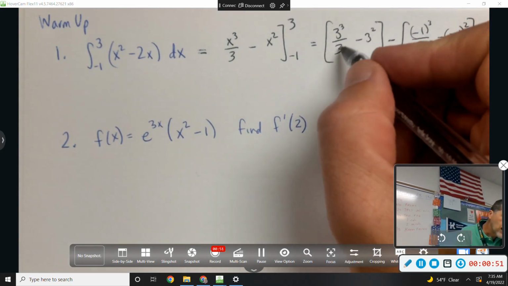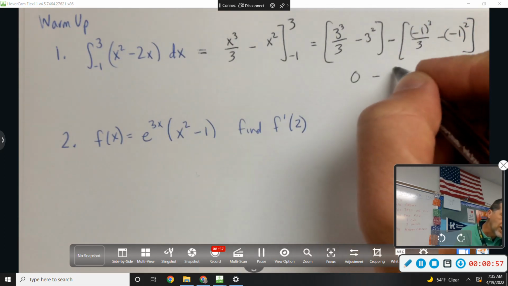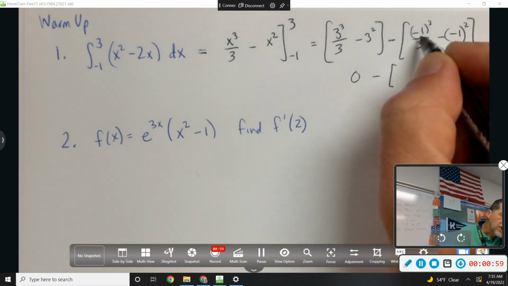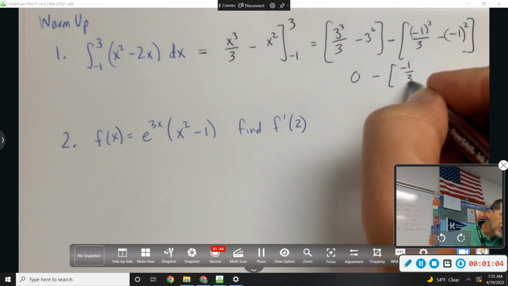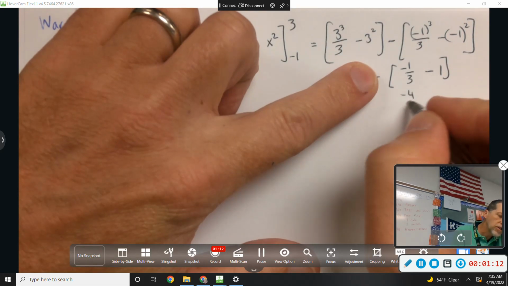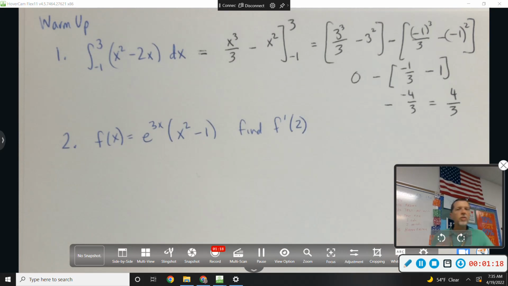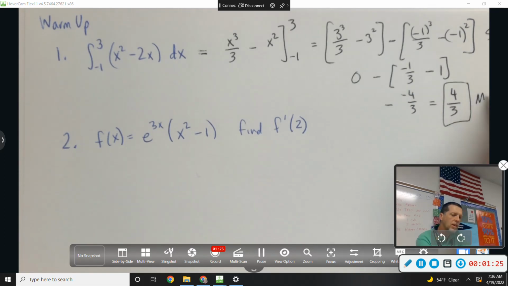So let's see. 27 divided by 3 is 9. 9 minus 9 is 0. That's kind of nice. Minus, let's see, that would be negative 1/3 minus 1. Negative 1/3 minus 1 would be negative 4/3. But a negative out front would make that a positive 4/3. So, yeah, safe stop if you can, but on a multiple choice test, they're going to have you go sort of the rest of the way.